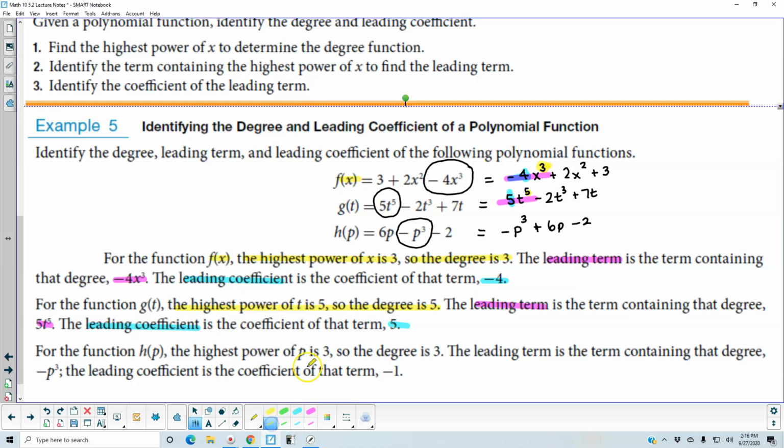Okay, last one. For the function h of p, the highest power is positive 3. So if the highest power is 3, we can say that the degree is 3. The leading term is the term containing that degree, so it's this entire term: negative p to the third power. And the leading coefficient is what we have in front of that, which is a negative, and you would imagine that as 1. So the leading coefficient is negative 1.